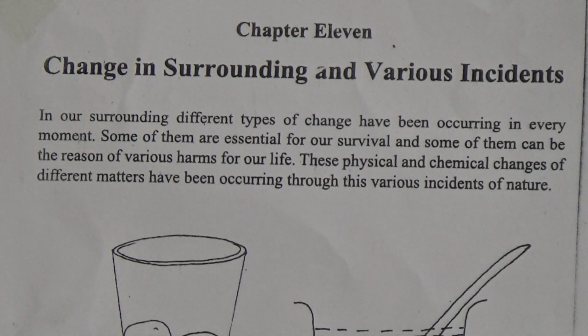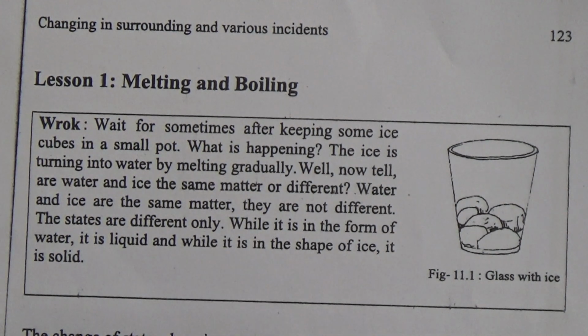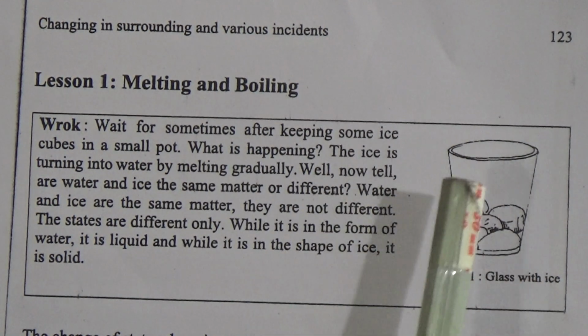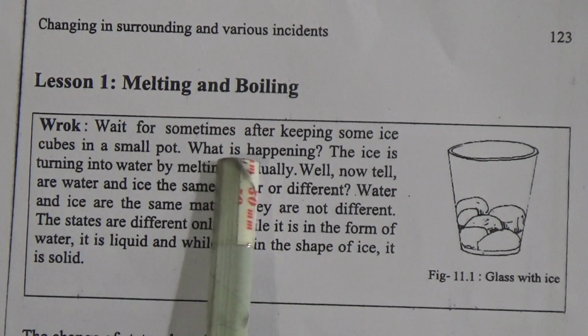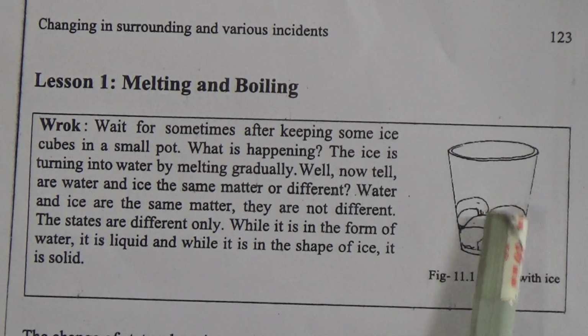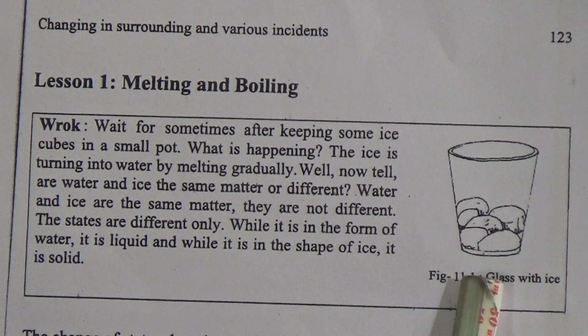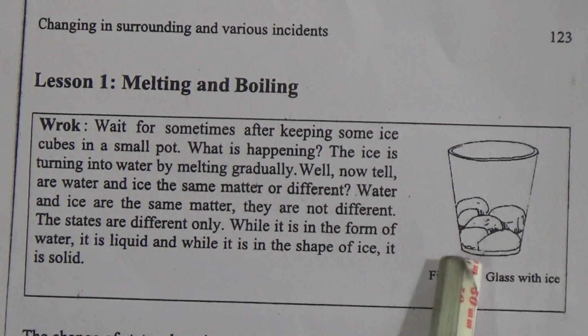My dear students, now go to next topic, melting and boiling. And we have already learned this topic in class 6, melting and boiling. First of all, we will discuss about an experiment. See, wait for some time after keeping some ice cubes in a small pot. That means first of all we have to take some ice in a pot, and the ice is turning into water by melting gradually. And well, now tell, are water and ice the same matter or different matter?